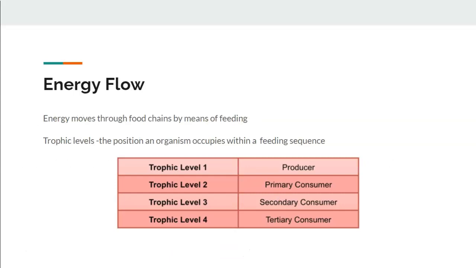Again, this is old hat for you, hopefully, but energy moves through food chains by means of feeding. So you're always going to start with producers, and they're always going to have the most amount of organisms within that trophic level, and then go to primary, secondary, tertiary. And many times there's not much more than that because there's just not enough energy to sustain an additional trophic level beyond a tertiary consumer.